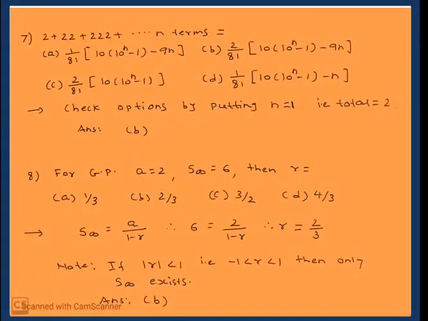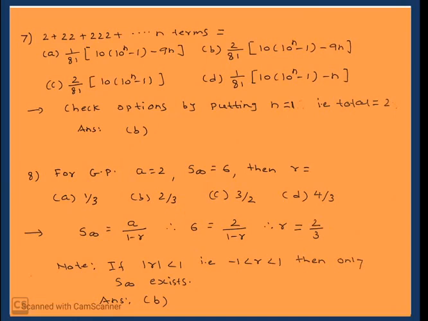Now the next one, 2 plus 22 plus 222 up to n terms. The sum is, you should know the standard method also. See, the terms are neither in AP nor in GP. So you have to take 2 upon 9 common and so on. But here there is no need to use this method. You can go for the shortcut method.